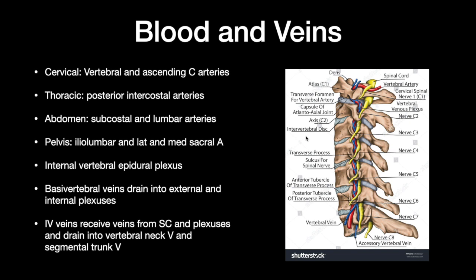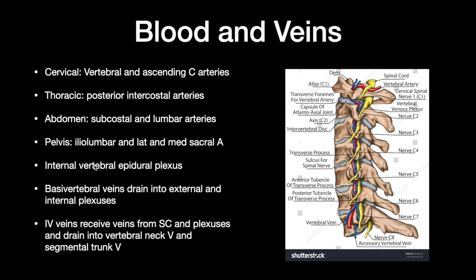Let's go through the blood and veins really fast. The cervical is supplied by the vertebral and ascending cervical arteries. Thoracic have the posterior intercostal arteries because this is where the ribs are. The abdomen is supplied by the subcostal and the lumbar arteries. Pelvis, iliolumbar, and lateral and medial sacral arteries.